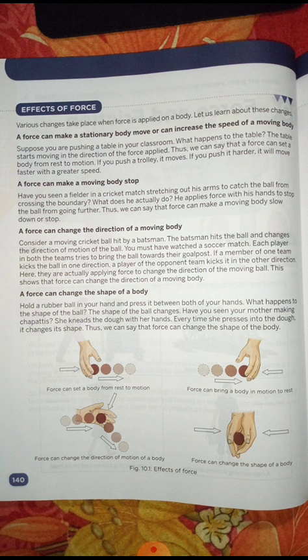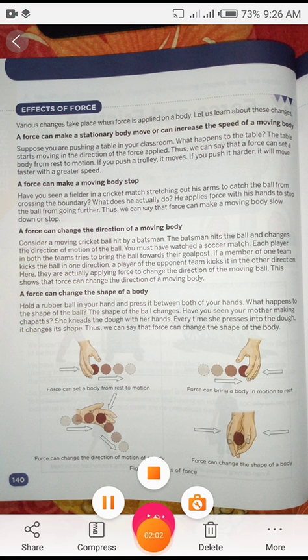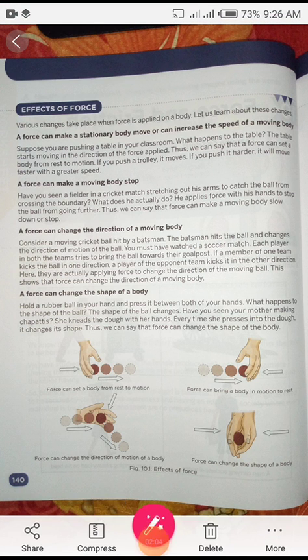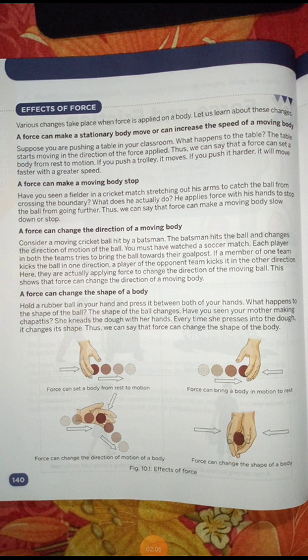Now the second effect of force: a force can make a moving body stop. Force can make a moving body stop when we apply the force in the opposite direction. Then what happens? The body stops. Have you ever seen a fielder in a cricket match? When a batsman hits the ball, the fielder stops the moving ball.